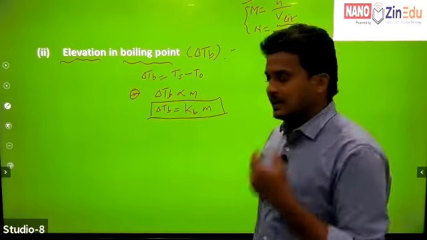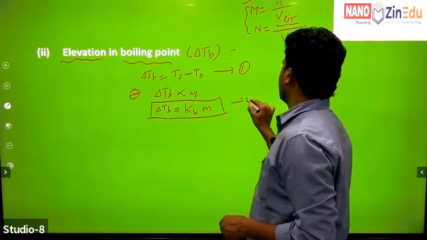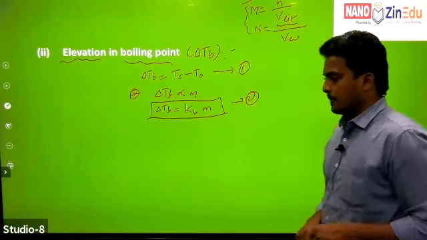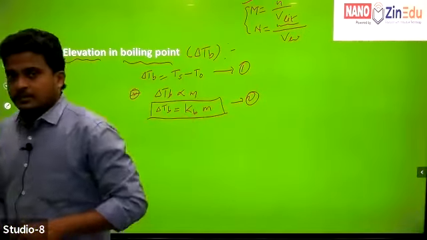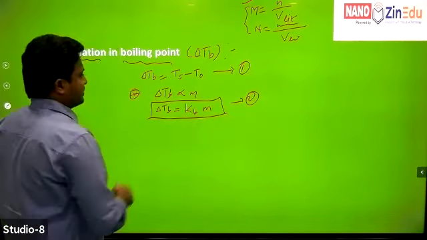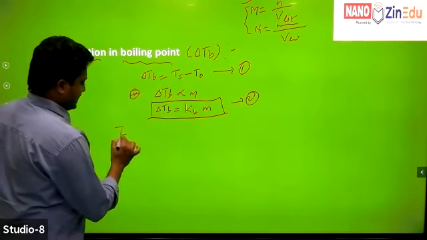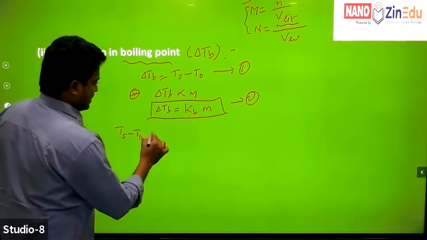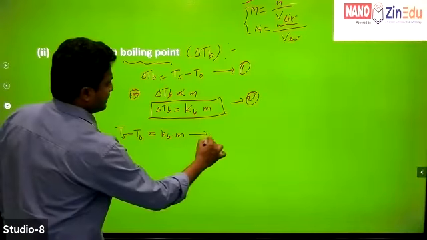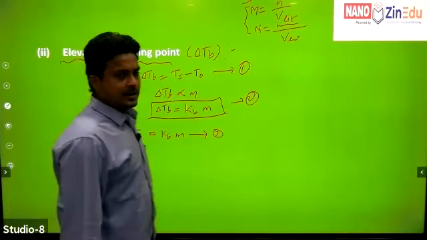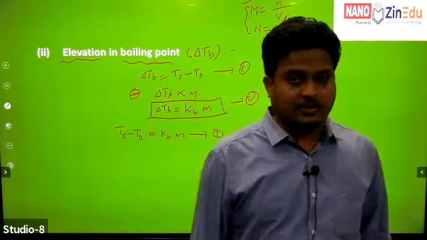But already we know that delta TB is Ts minus T naught. Taking this as equation 1 and this as equation 2, substitute equation 1 and equation 2. On substitution, what do we get? Can I write Ts minus T naught in place of delta TB? Then Ts minus T naught is equal to Kb into molality. It is also one of the useful formulas. If you know the formula and how to substitute the given data into it, for a NEET student it is very easy physical chemistry, right?